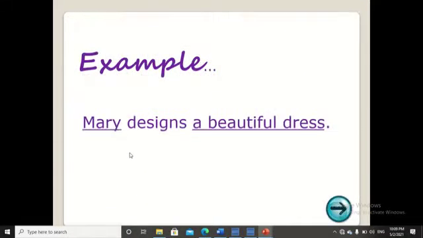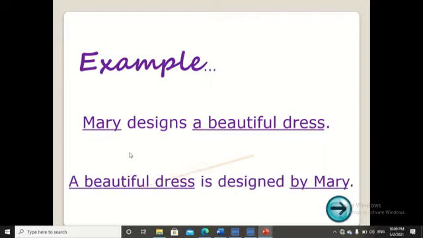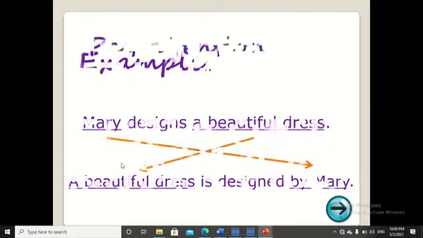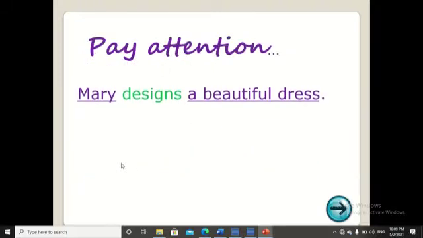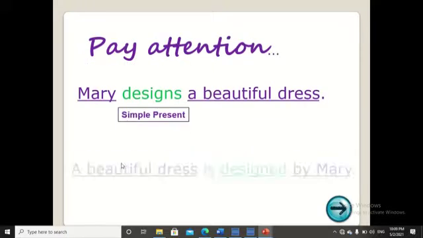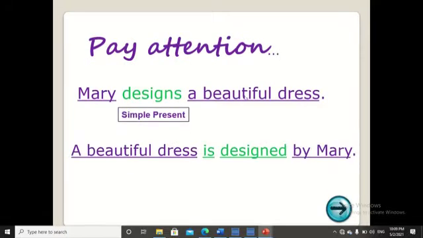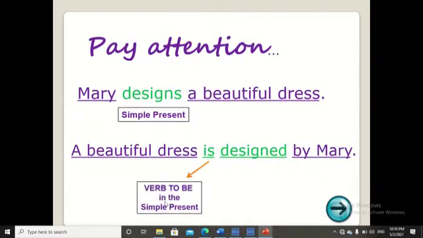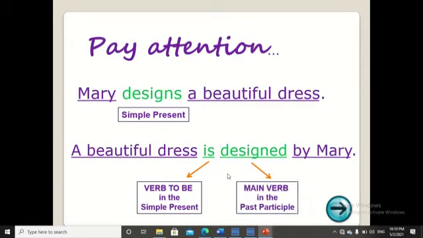Remember this example. How do we form the passive? We just change the order of the words. Instead of starting with the subject, we start with the object. And what happens to the verb? Of course, we said that Mary designs a beautiful dress. A beautiful dress is designed. So what happens here? Instead of using the verb, we use verb to be in the same tense of the verb and past participle, which is passive.